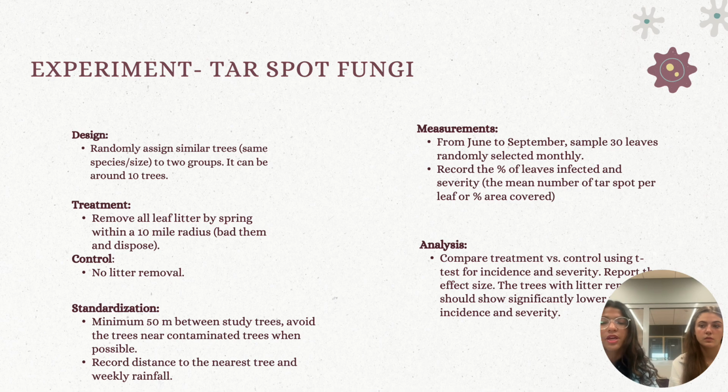So the measurement would be from June to September. It would be to sample 30 leaves randomly selected monthly and record the percentage of leaves infected and severity, so the mean number of tar spots per leaf or per percentage area covered. And then for the analysis, we would compare treatment versus control using the test for incidence and severity and report the effect size. The trees with litter removal should show significantly lower tar spot incidence and severity.